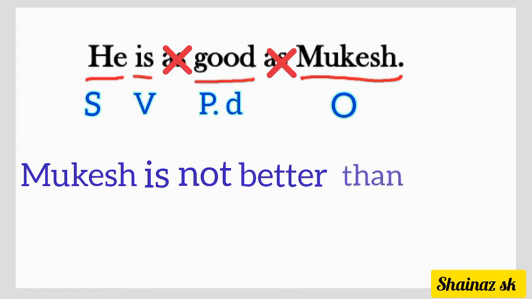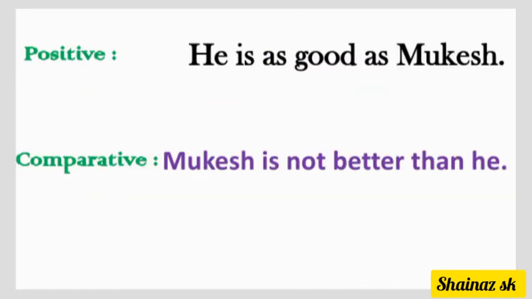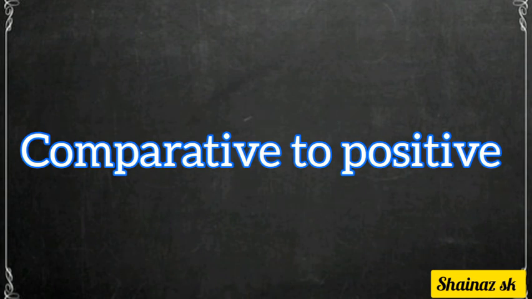Then we will add than. Okay, then we will bring the subject in the object place. So here subject is he. So we will write here he. So the transformed sentence from positive degree to comparative degree will be like this. Mukesh is not better than he. So we have transformed the sentence of positive degree to comparative degree. Now we will take a sentence where we will convert the comparative degree to positive degree.